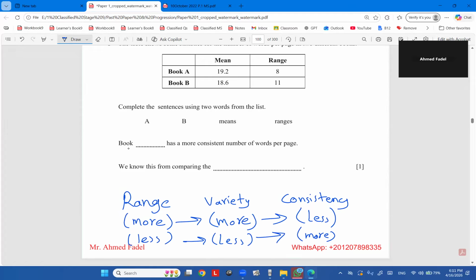So let's get back to the question. Book what has a more consistent. Okay, more consistent means less range. Less range, it is book A. So book A has a more consistent number of words per page, which means that it has less range. Book A has a less range. We know this from comparing the ranges.